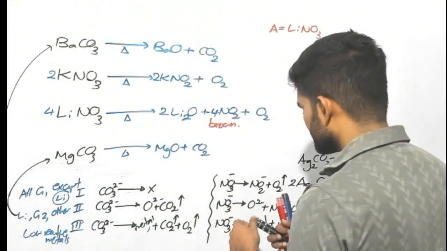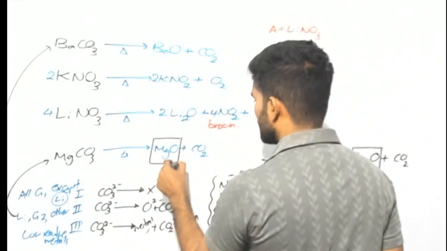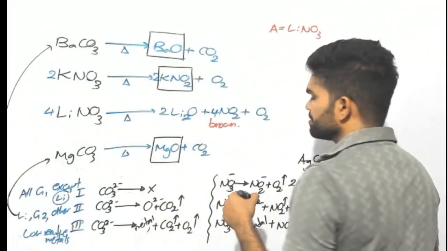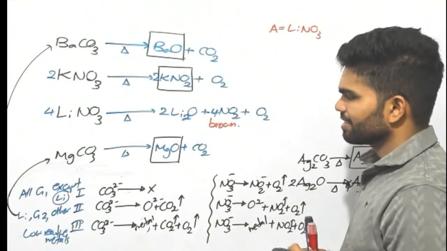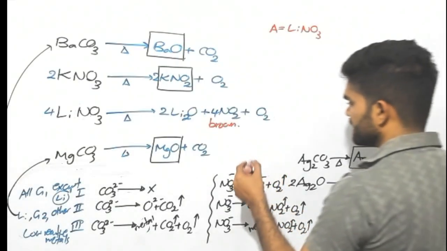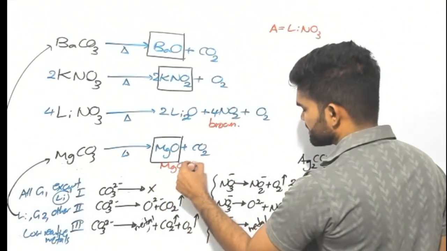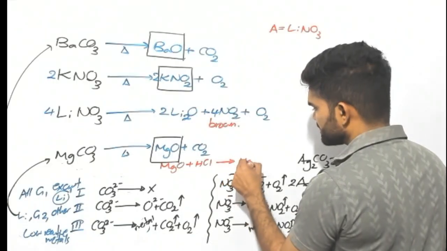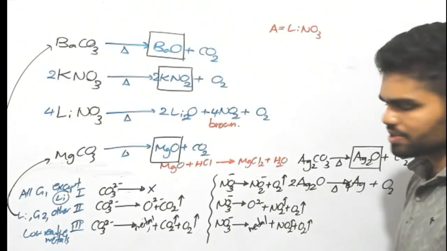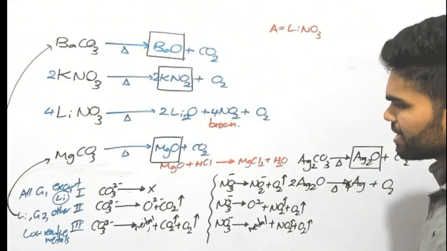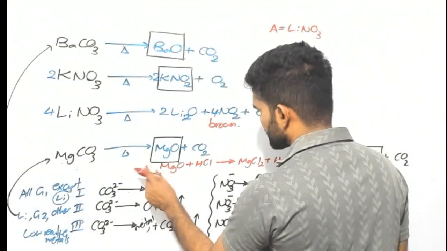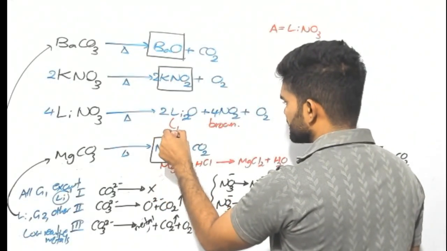So now these are the residues: magnesium oxide, barium oxide and potassium nitrate. Now when you react these with HCl, let's say you are reacting magnesium oxide with HCl. It's going to give you magnesium chloride and water. That's it. There is no gas, no brown color gas also. So that means this cannot be magnesium oxide or barium oxide. It will do the same thing. And then the other one must be this one.